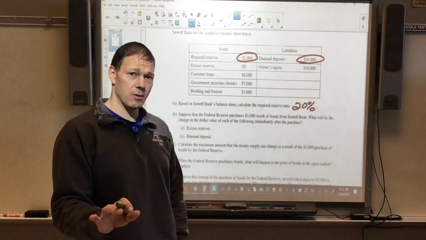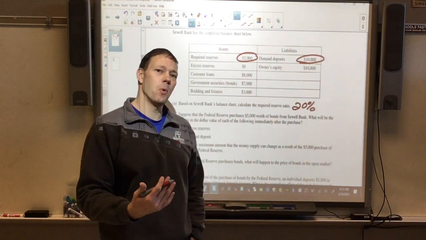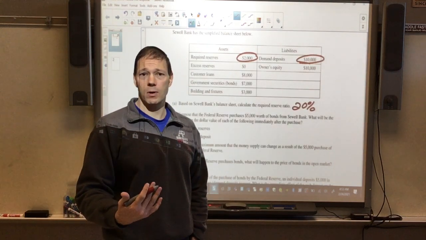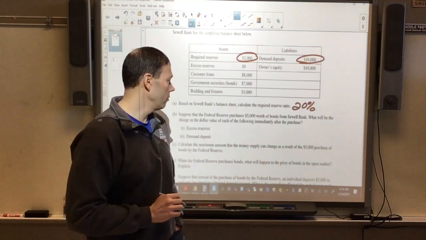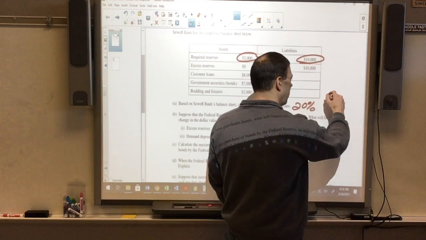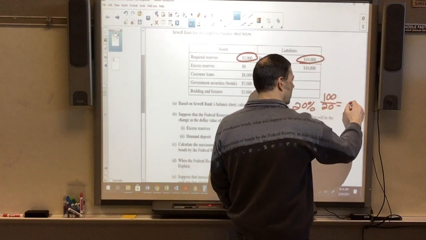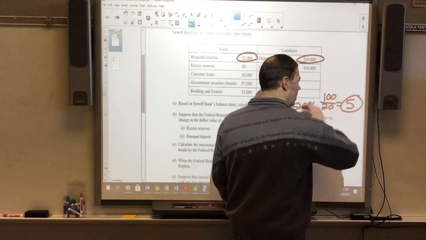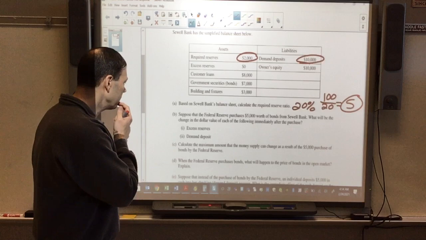So let's just stop right now. If they give you a reserve ratio, you're almost certain that at some point they're going to ask a question that involves the money multiplier. So a good reminder of the formula for the money multiplier: 100 divided by the required reserve ratio, which in this case is 20%. So we know our money multiplier is going to be 5, because it's going to come in handy in just a moment.